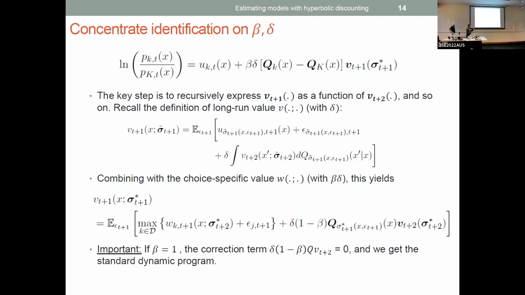But before getting to specifics, let's plug in the geometric discounting setting where beta, the present bias factor, is equal to 1. In this case, this correction term will disappear, and we will get the standard dynamic program. So this is just the Emax function. So how do we get this result?